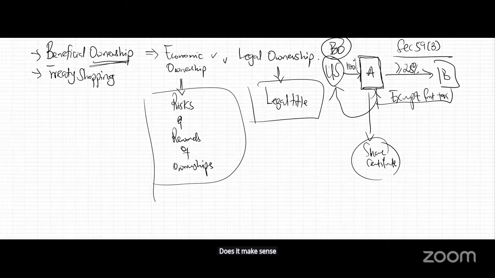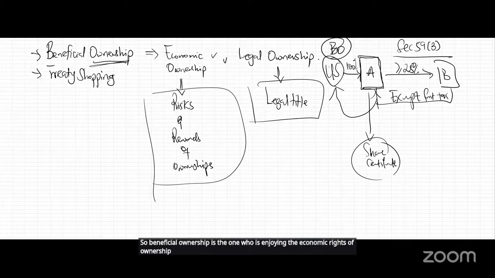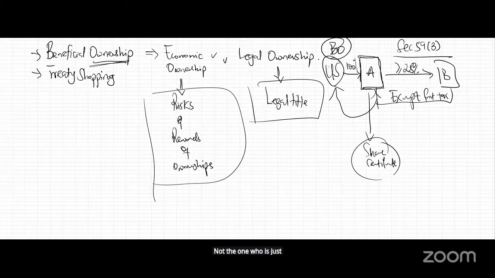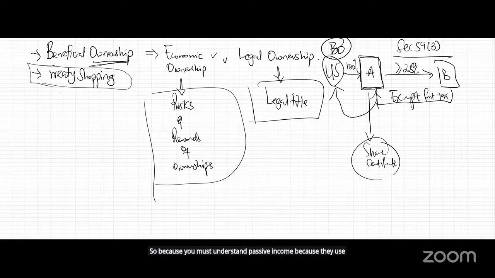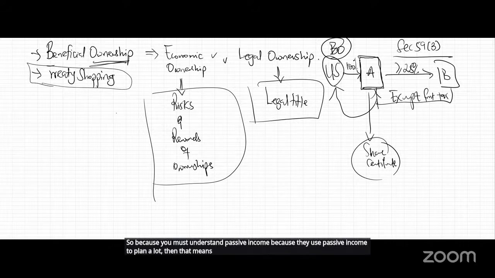Yes, sir. So beneficial ownership is the one who is enjoying the economic rights of ownership, not the one who is just on the face, the one who is hidden. Does it make sense? Because you must understand passive income, because they use passive income to plan a lot, then that means you must understand treaty shopping. What do I mean by treaty shopping?